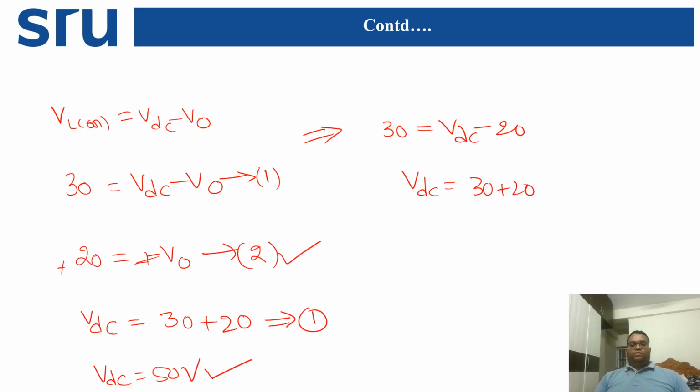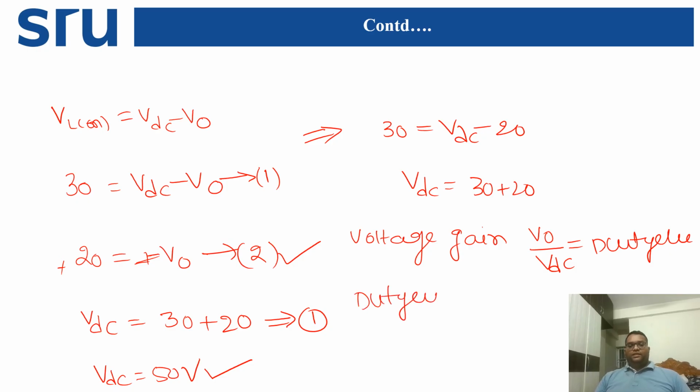Then what is the output? As per the voltage gain formula, what is the voltage gain? Voltage gain is nothing but V naught by VDC, that is equal to the duty cycle. In the problem, he is asking for the duty cycle only. So duty cycle is equal to V naught, that is 20, divided by 50. The zero will get cancelled. What is the duty cycle here? 0.4. So this is all about the buck converter circuit.